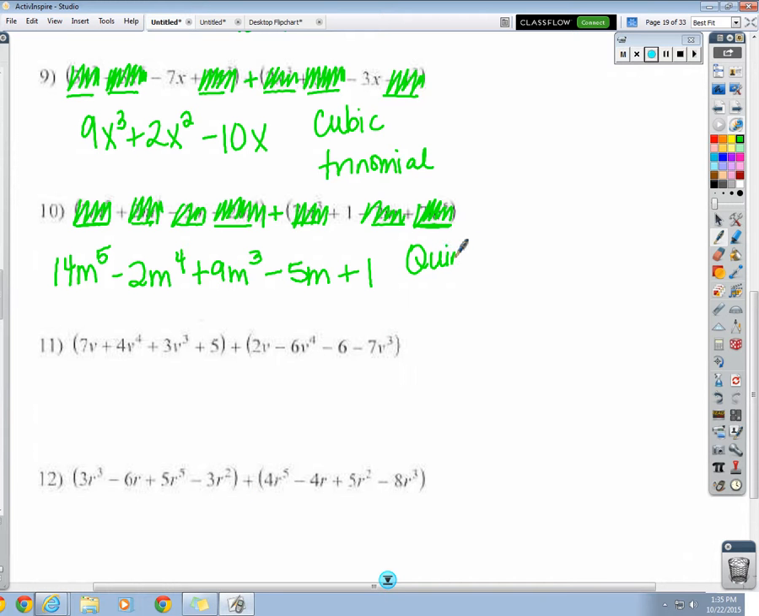Quintic, because it's degree 5. It has 1, 2, 3, 4, 5 terms. So do we know a special name for that kind? So we just say polynomial with 5 terms. No, the degree has to do with the exponent, and that's why we call it quintic.